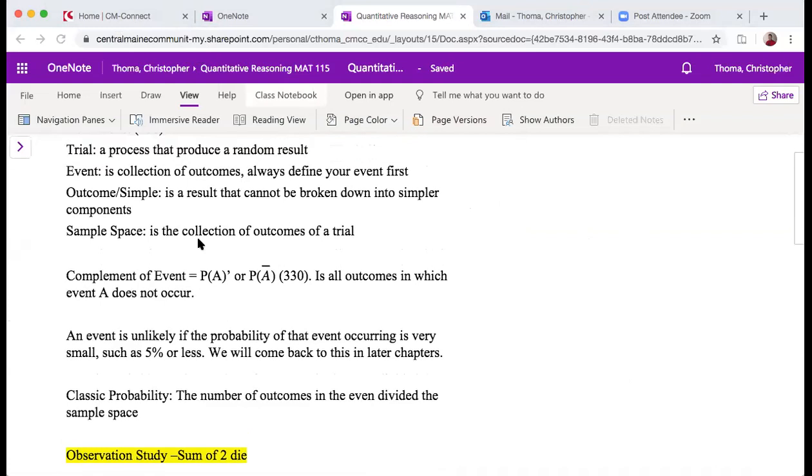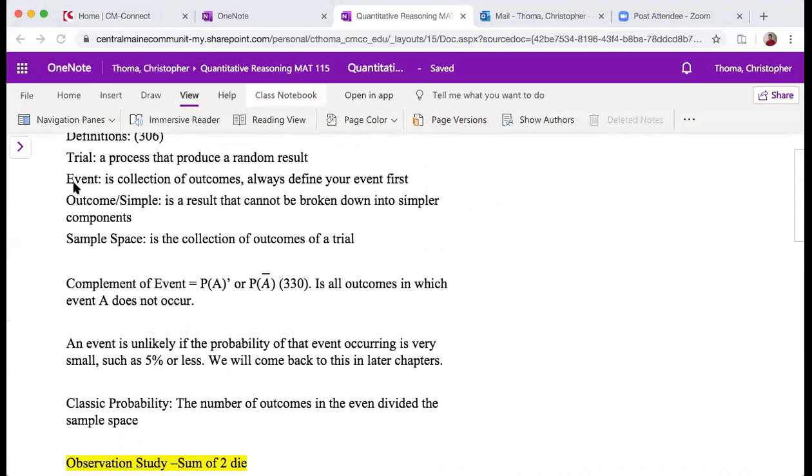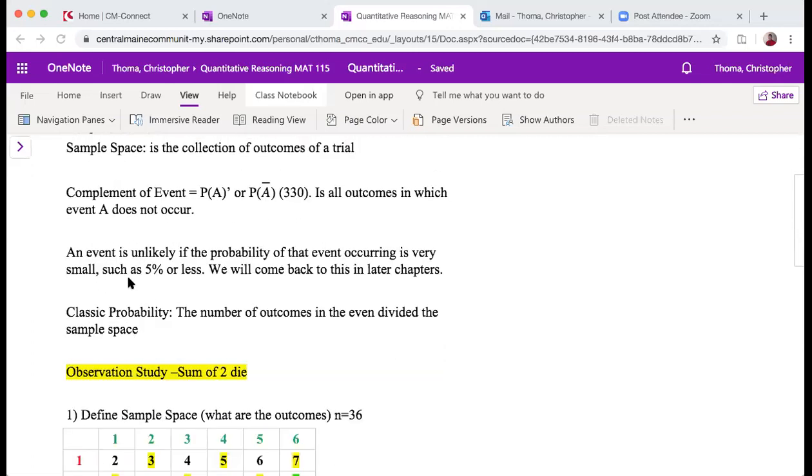Those are some of the big things. And the big definition I really want us to pay attention to here is an event. An event is always what we're looking for. The outcome is the result of your experiment or observational study, and the sample space is everything that brings it together, right? And that's kind of how we're going to do most of our probabilities.